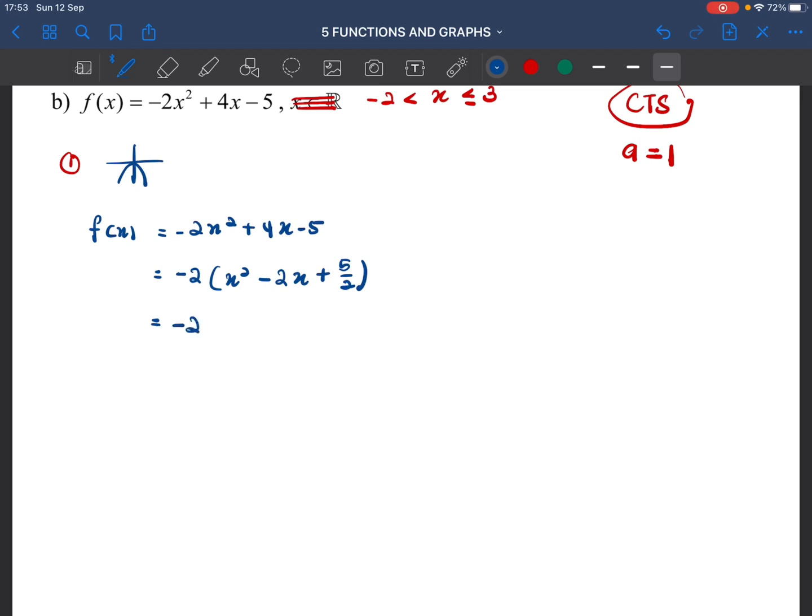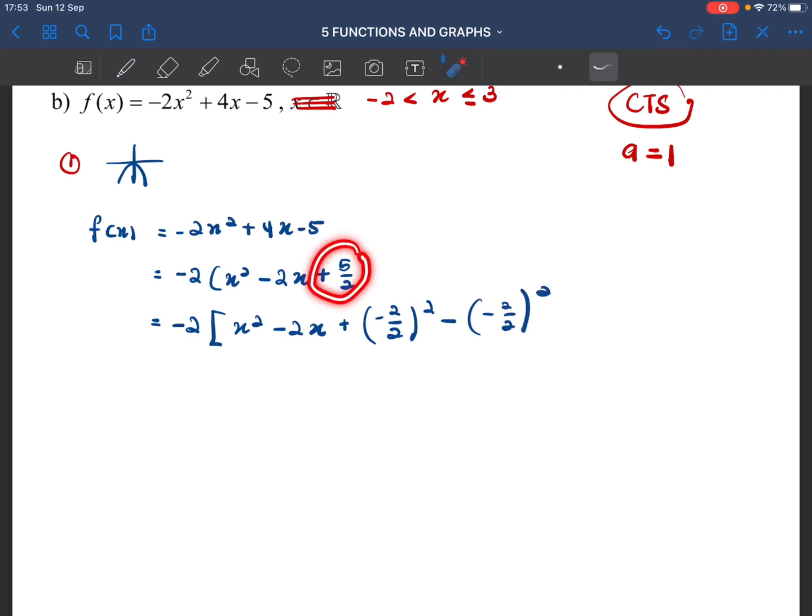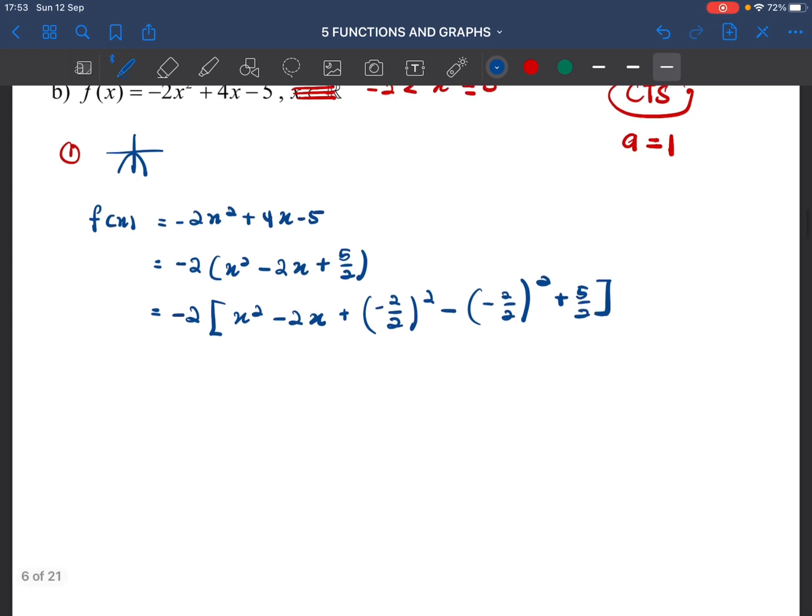Copy the first two terms: x square minus 2x plus (b over 2) squared minus (b over 2) squared. So b here is negative 2. Plus (b over 2) squared, minus (b over 2) squared. Don't forget the last term, 5 over 2, plus 5 over 2. The negative 2 outside, just leave it alone.